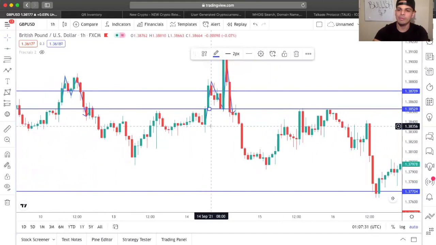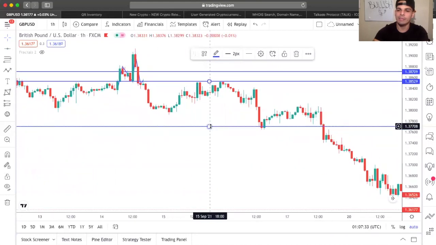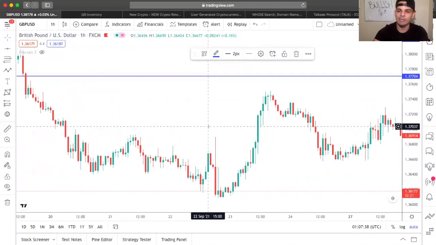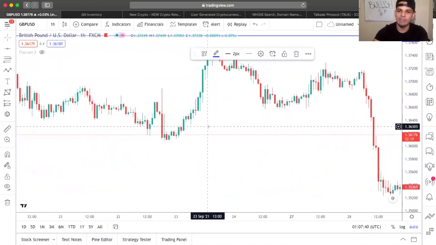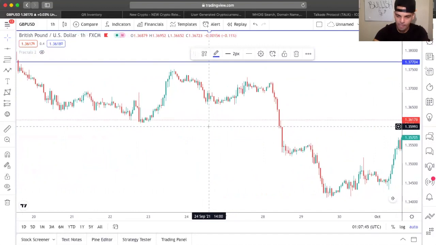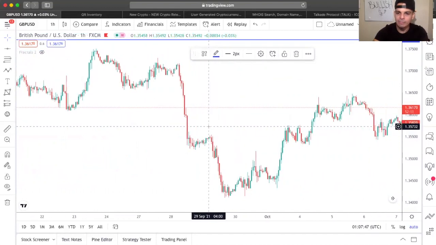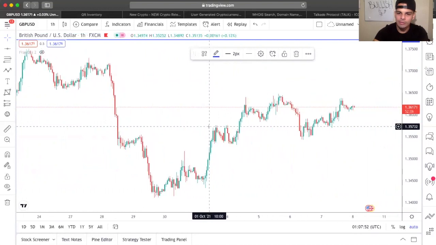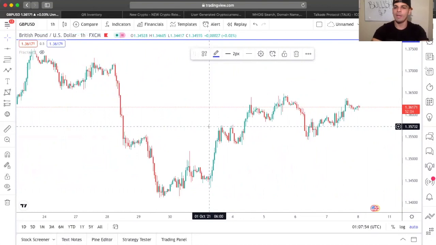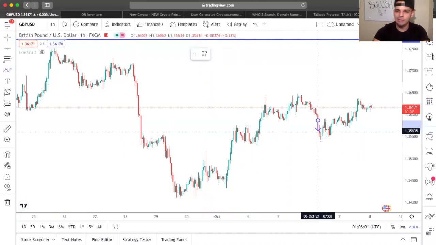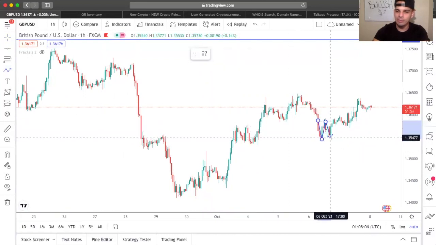Okay, so let's see if we can find another example of a W, right? W's typically start to show up when the market's about to reverse and go to the upside. M's typically pop up when the market's about to reverse and go to the downside. All right, so I'm looking for a nice W for us. I mean, there's a W right there, basically, right? And I mean, it's a little W right here. Look at this, right? It's a little W right there.